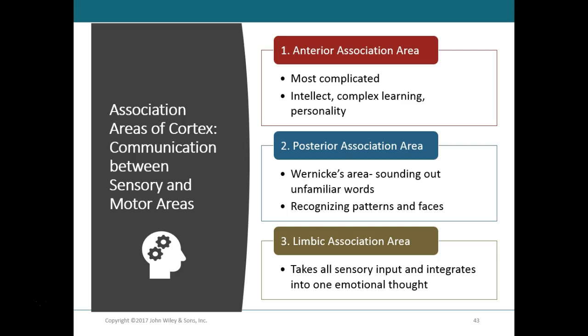The posterior association area is sometimes called Wernicke's area, and it interprets the meaning of speech by recognizing spoken words. It's active as you translate words into thought and add emotional content to those spoken words, such as anger or joy. If someone tells you your shoes are ugly, that may really make you mad because you saved for a long time to be able to buy those shoes. Or someone says, oh, those are the coolest shoes I've ever seen, that may make you very happy. So you're adding emotion to those words that you hear.